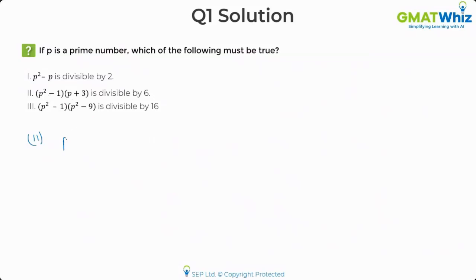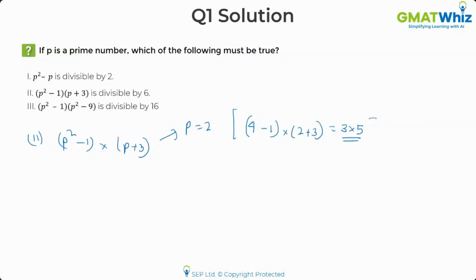The second statement is p square minus 1 times p plus 3 is divisible by 6. Once again, take p equal to 2 and put it in the expression. So I'll get p square is 4, minus 1, and p is 2. So notice in this case, you're getting 3 times 5, and 15 is not divisible by 6.